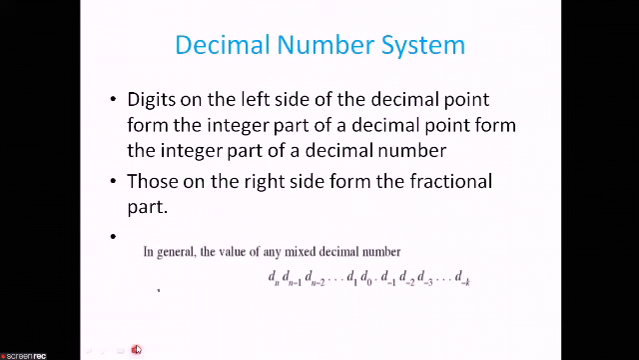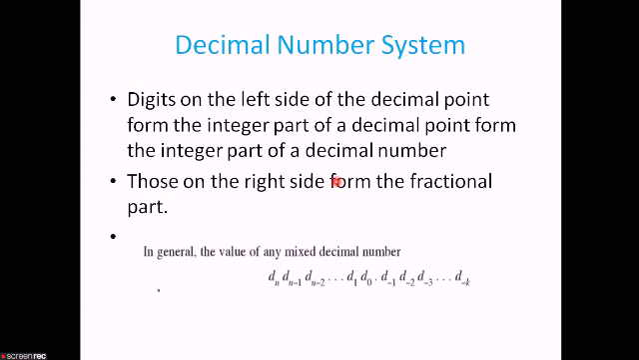Now, digits on the left side of the decimal point form the integer part of a decimal number, and the digits on the right hand side of the decimal point form the fractional part. This is also very important. Suppose a number is given, so the left hand side will be the integer part and the right hand side will be the fractional part.